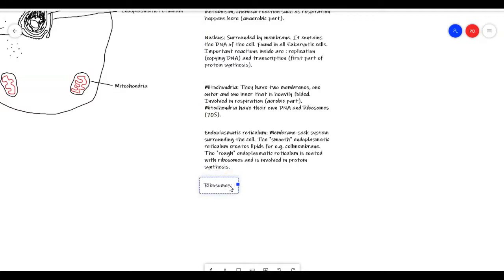So ribosomes are small structures, and they're made of two different pieces, two subunits. I'm going to write that these are 80S ribosomes, made of two units, the small one and the big one. They're called the subunits, and they are involved in protein synthesis.